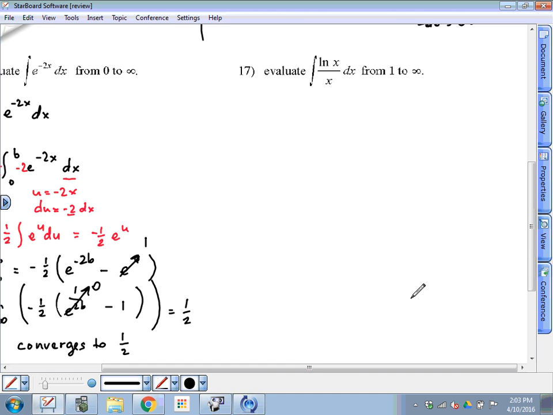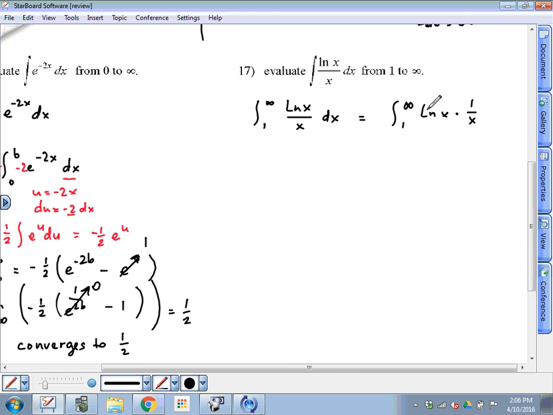Now looking at this one, it's a similar thing. We're going to evaluate the integral from 1 to infinity of the natural log of x over x dx. I'm going to rewrite this a little bit to make the integration a little easier. So, the integral from 1 to infinity of the natural log of x times 1 over x.